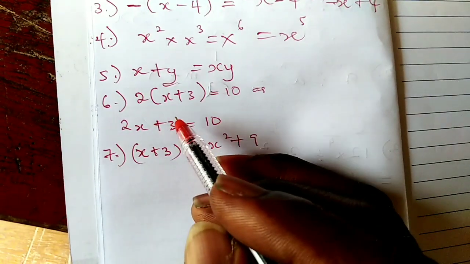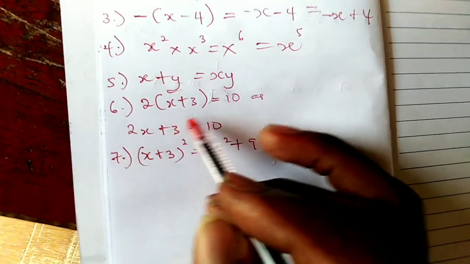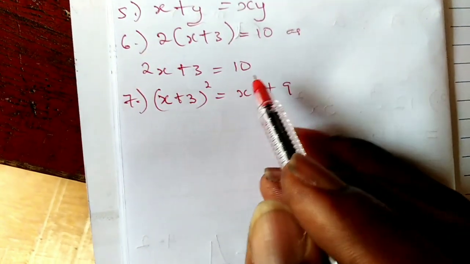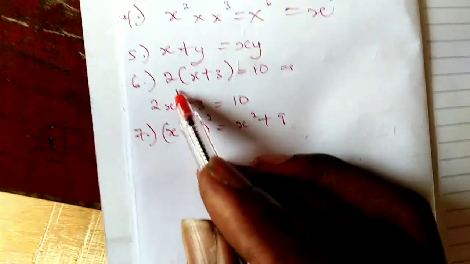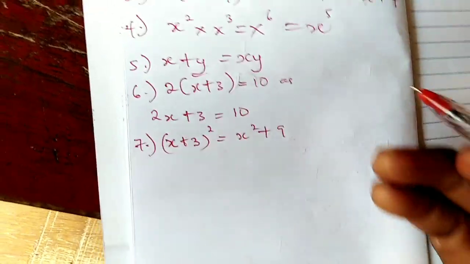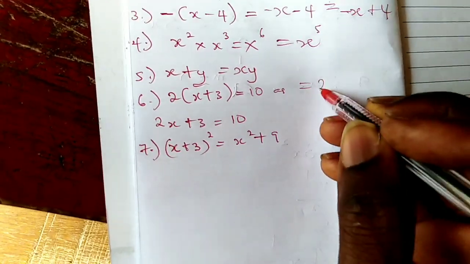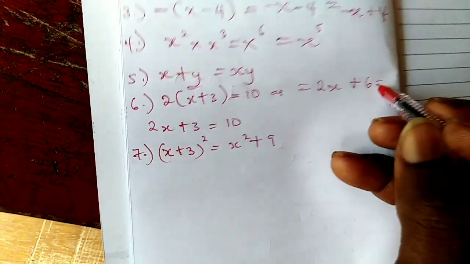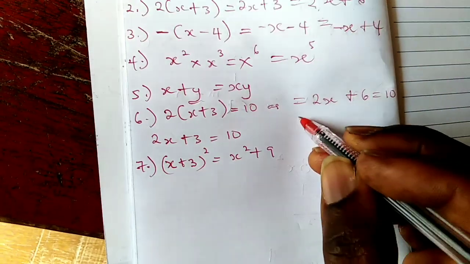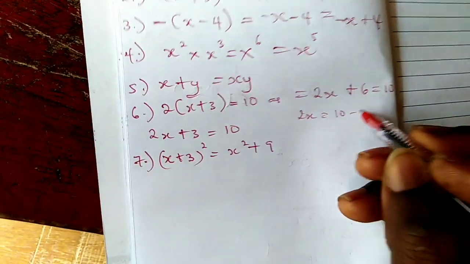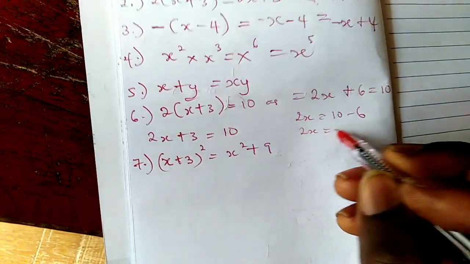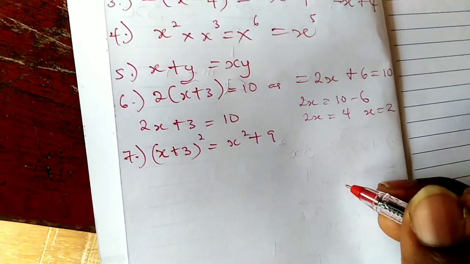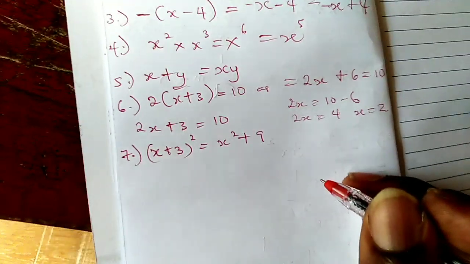For this other side, we have 2 bracket x plus 3 equals 10, being expressed as 2x plus 3 equals 10. The 2 was supposed to multiply the x and the 3. So it ought to be 2x plus 6 equals 10. Which will now give me 2x equals 10 minus 6. 2x now equals 4. And x will eventually be 2 if you divide both sides by 2.